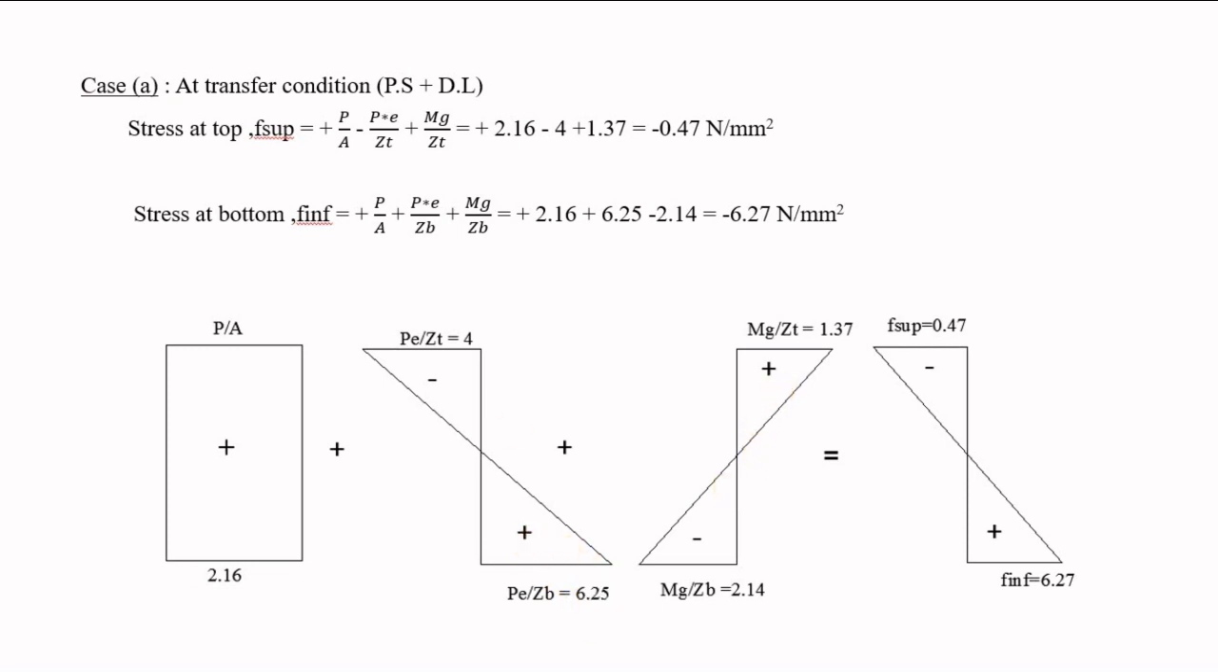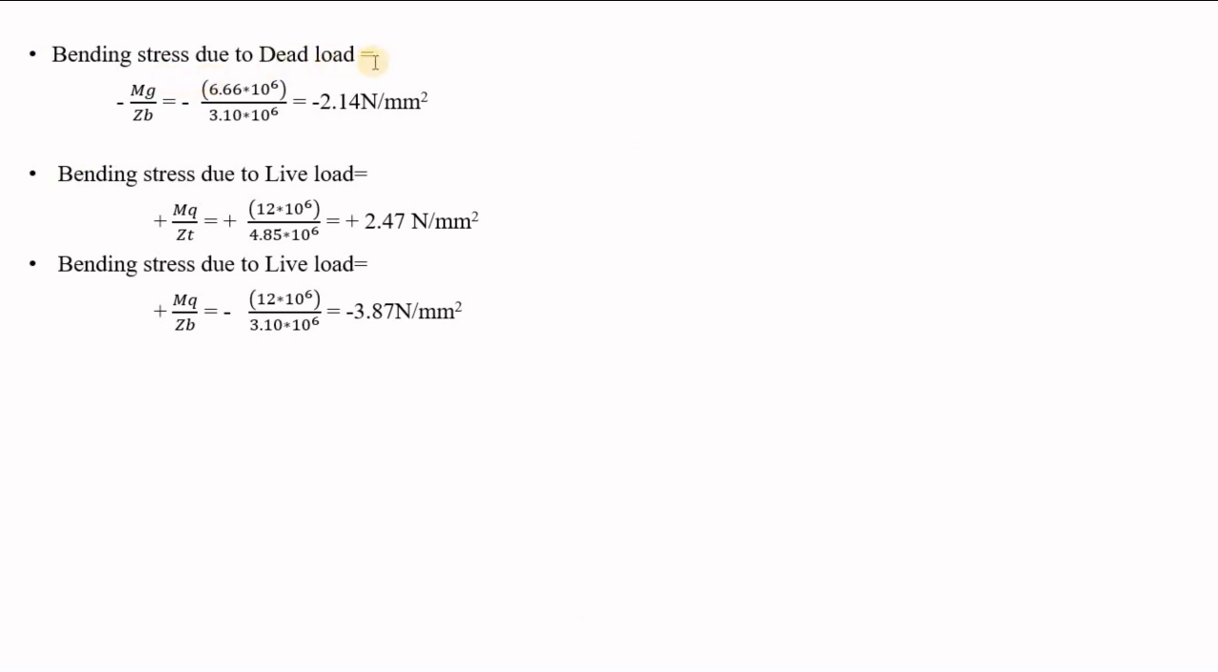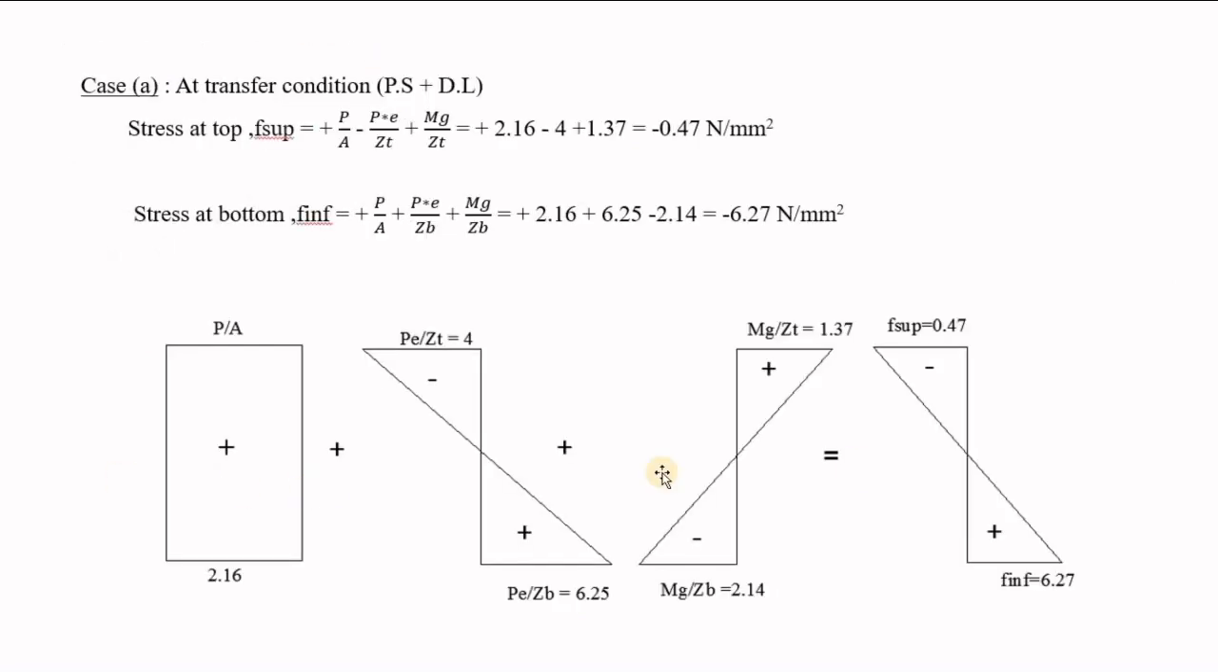The next one is Mg by Zt. Bending stress due to dead load is plus 1.37 at the top, and at the bottom it is minus 2.14. So, positive value here, negative value here I have written. Be careful while writing the signs and while taking the values. When we add all these three, here for the top layer we will get a negative sign.